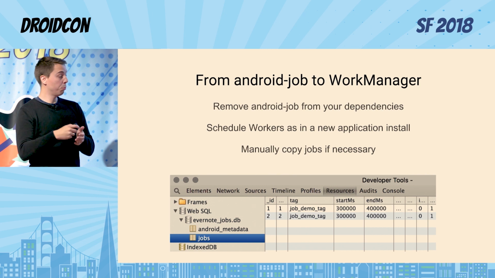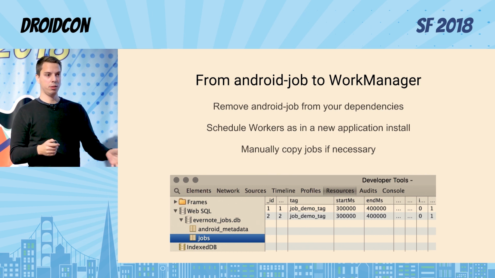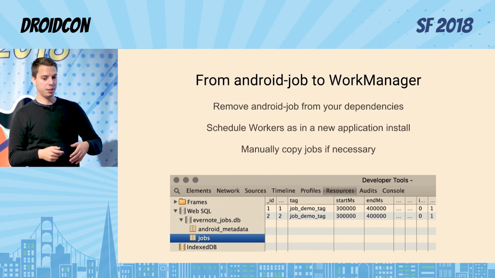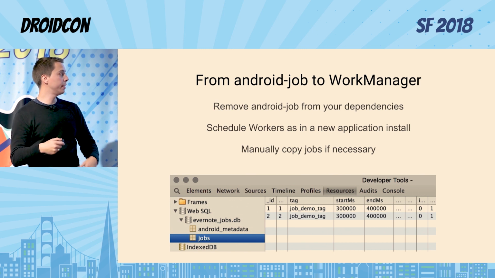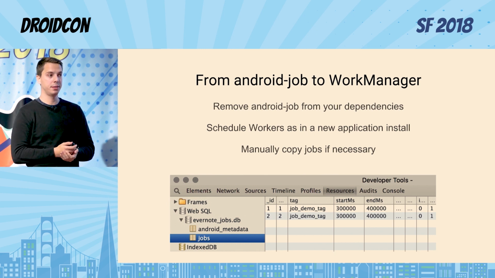In the worst case, if you really want to copy data over from Android Job to WorkManager, Android Job uses a database internally, and it's still around. There you find all the information that it stores, and you can query this database manually and then copy things if you need to.